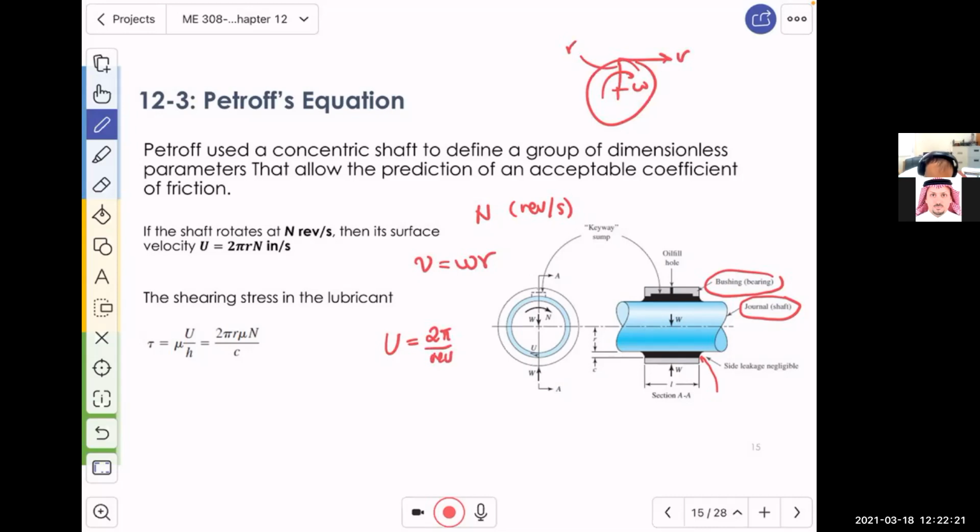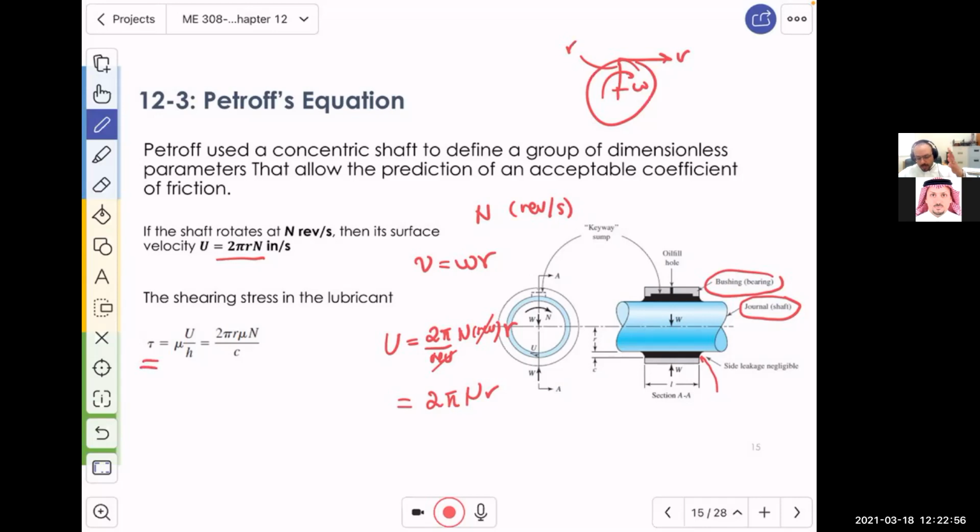And then I multiply by what? N, which is in revolutions. So N is in revolutions multiplied by R. So the revolution is gone. I end up with 2 pi NR, and this is it. 2 pi NR is the velocity at the surface. Now, if I know that velocity, I can go back to the shear equation and say, shear is equal to mu, the viscosity, multiplied by U divided by H.